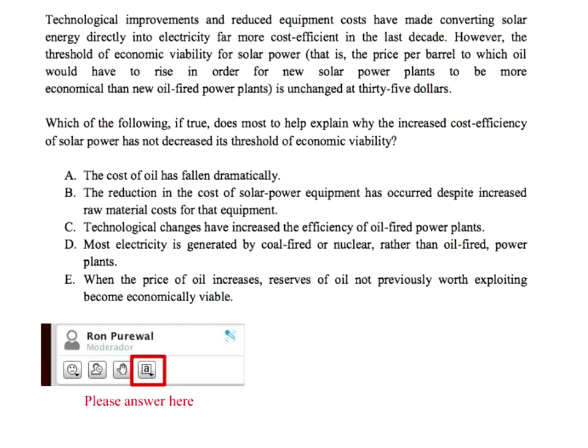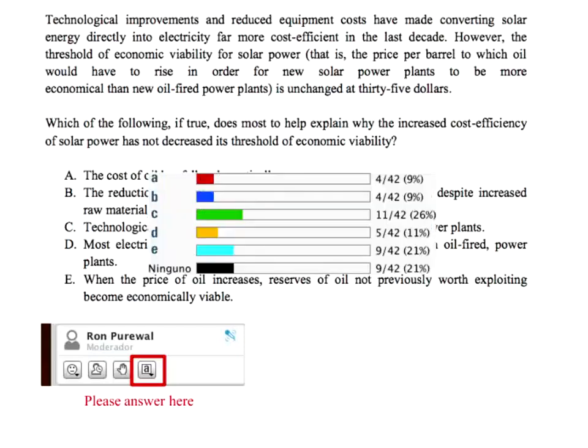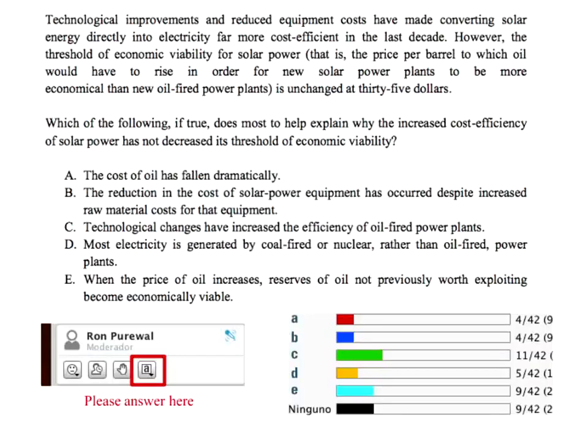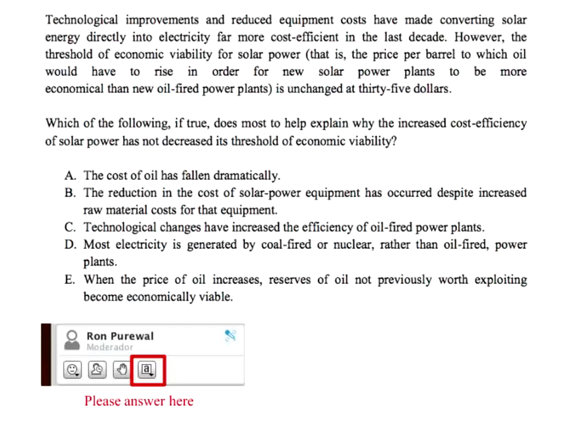So here are your responses as a group. I mean, this is a pretty split group. So apparently people found this problem somewhat challenging. So let's talk generally about this kind of problem in the first place. And then we'll return to the specifics of this problem in a moment.